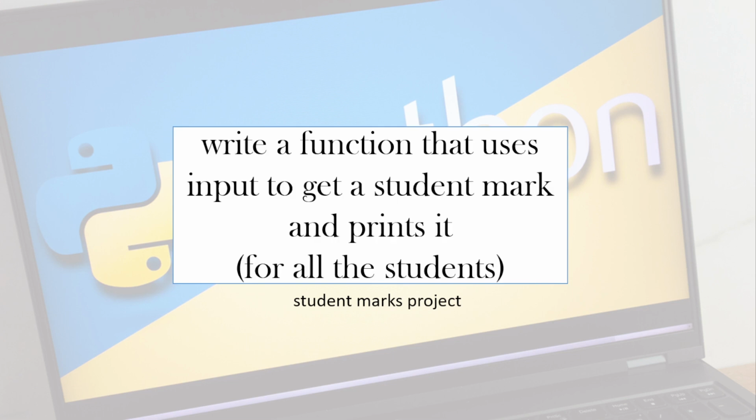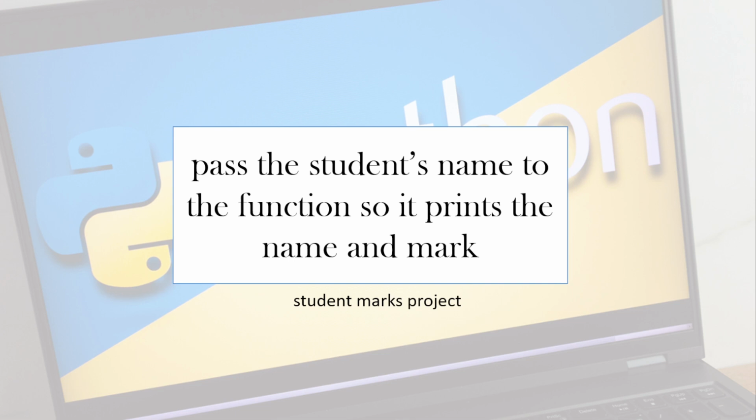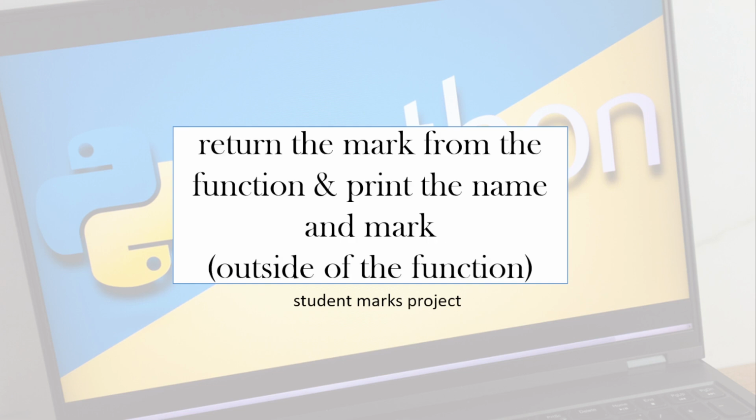Stage 2, we write a function that uses input to get the student marks. So get student mark one at a time, and then we're going to print the marks for all the students. Stage 3, we pass the student's name to the function so it prints the name and mark. Stage 4, we return the mark from the function and print the name and mark outside of the function.